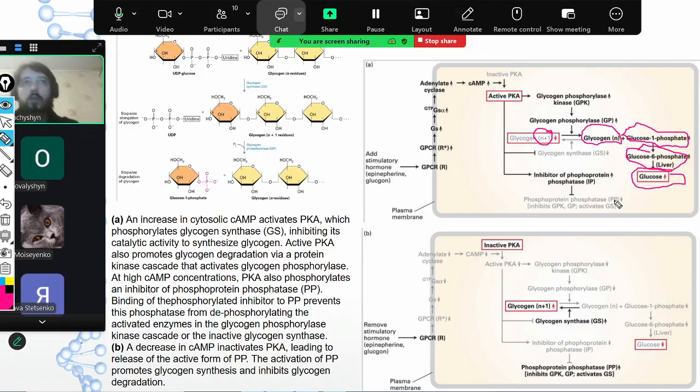You remember we had a similar pathway when we considered gluconeogenesis, and I told you that there are certain situations when a liver is releasing some glucose into the bloodstream because we need that for energy. We need energy right now, immediately, and that is performed by releasing the glucose into the bloodstream.